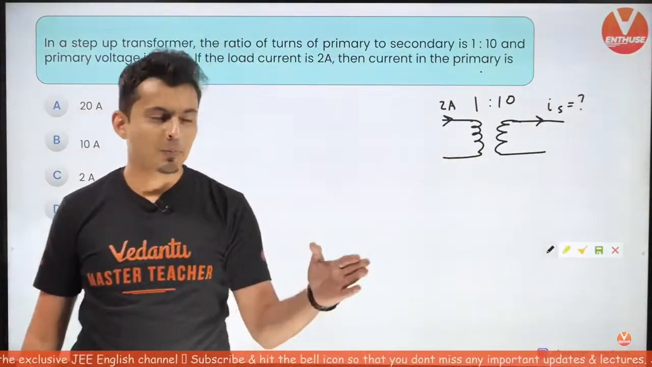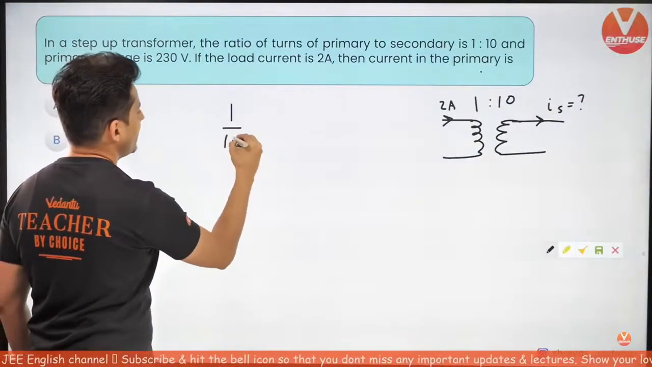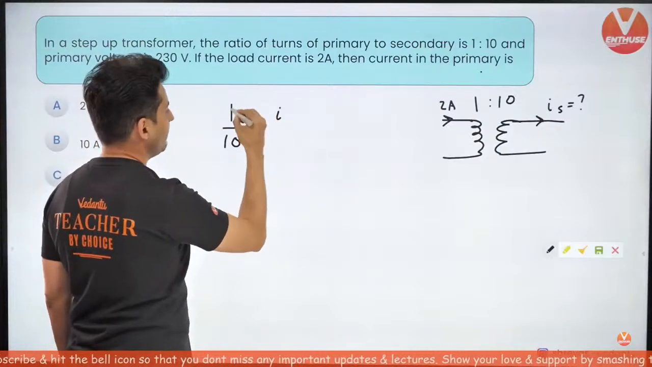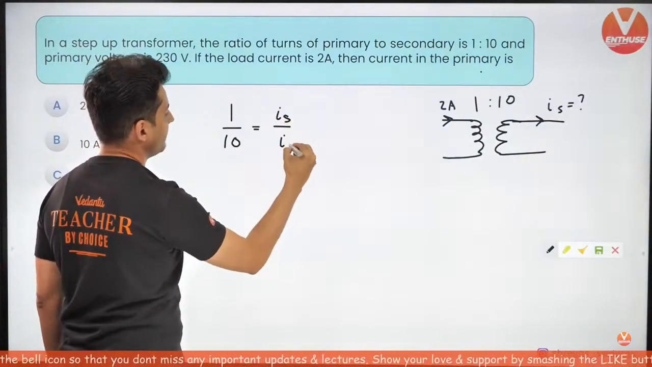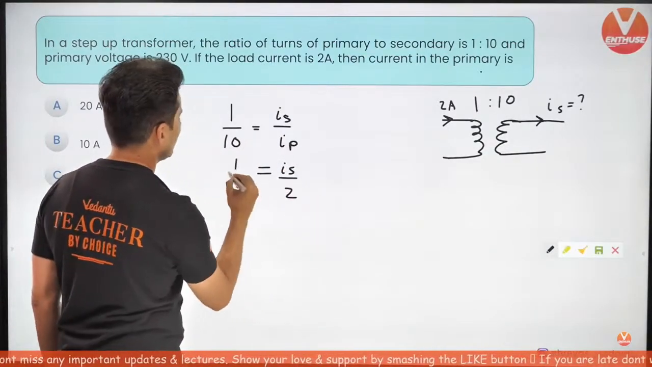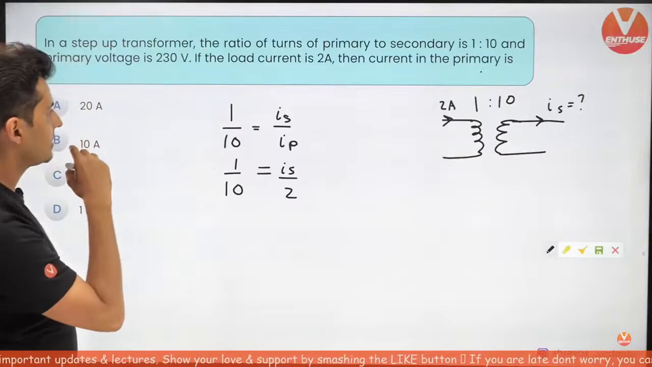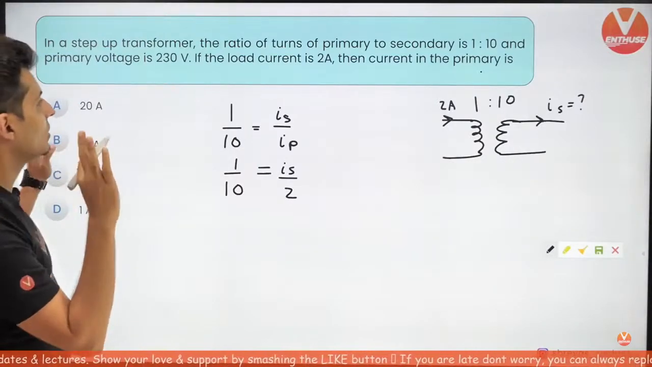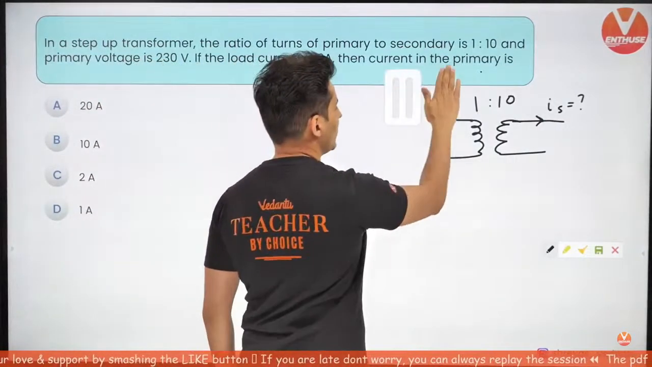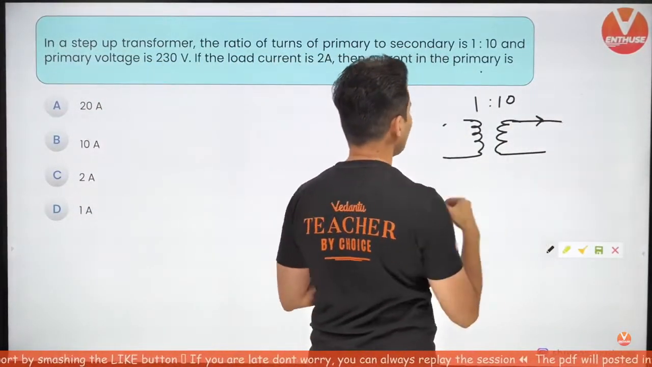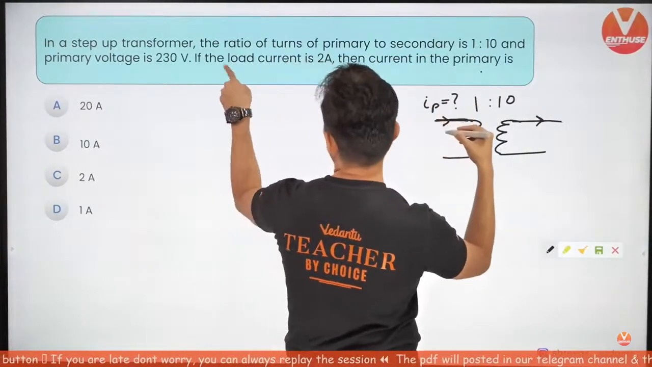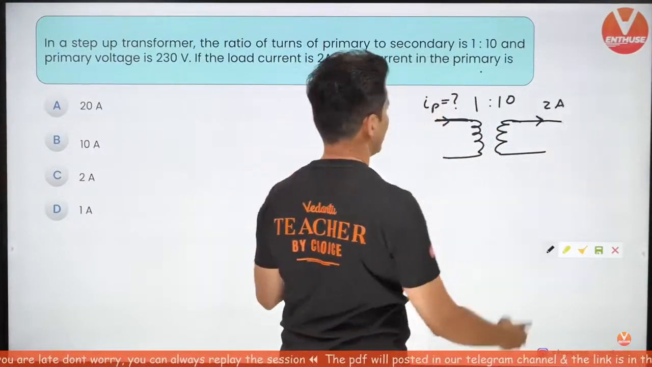I think I just told you that the turns ratio is inverse to the current. So primary by secondary will be secondary by primary. Oops, sorry. The current in the primary is asked. I'm so sorry, I made a mistake over here. The current in the load, that means this is 2 amperes.